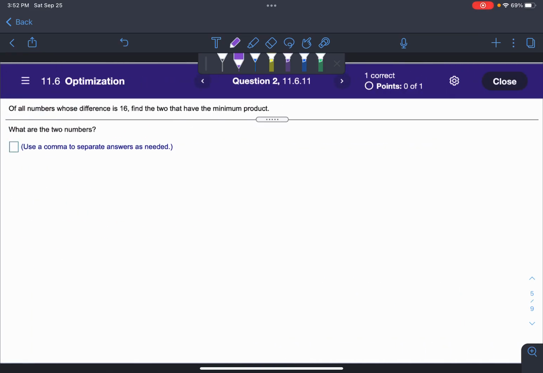Right. Something similar, but now we have a difference of 16. So x minus y is 16. And we want to minimize product now. Minimize product. So our f is now this x times y. But again, I want that all in terms of x's. You could also get it all in terms of y if you suppose, it doesn't really matter. But you want it in terms of one variable, basically.